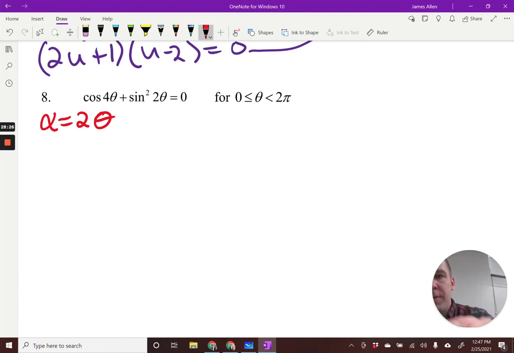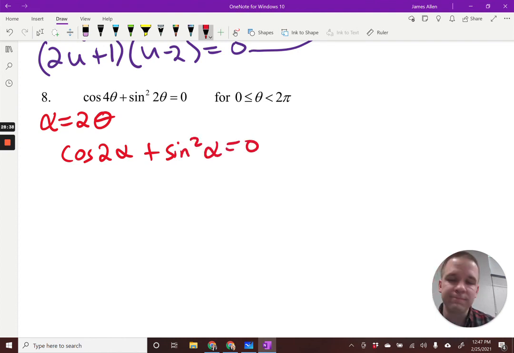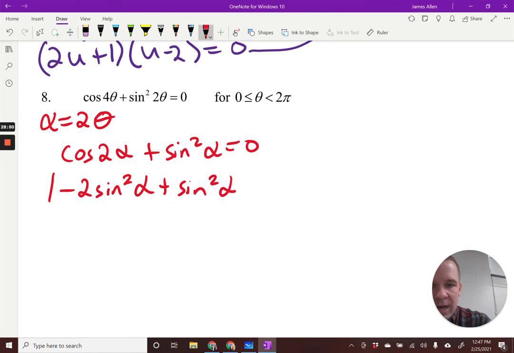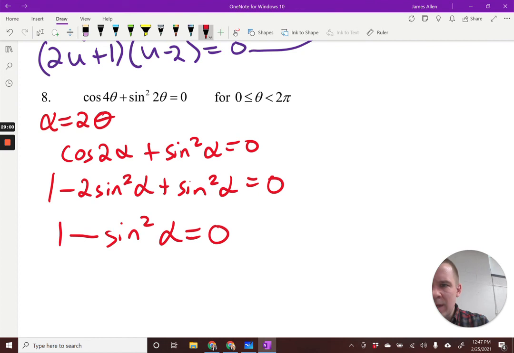All right, time to go through it. Hopefully you paused it. So first thing I'm going to do is substitute that in. So I'm going to have cosine of 2 alpha plus sine squared alpha equals 0. Lovely. Fantastic and wonderful. Now, I know that cosine of 2 alpha could be changed into 1 minus 2 sine squared alpha plus sine squared alpha. And how conveniently wonderful and fantastic is that? So I'm going to have 1 minus sine squared alpha equals 0.